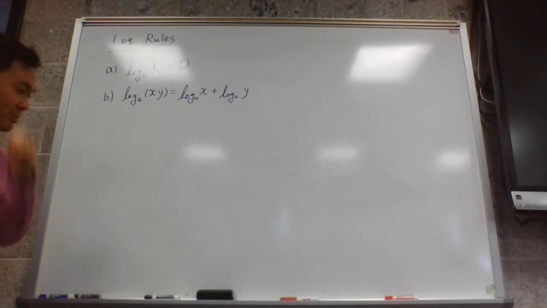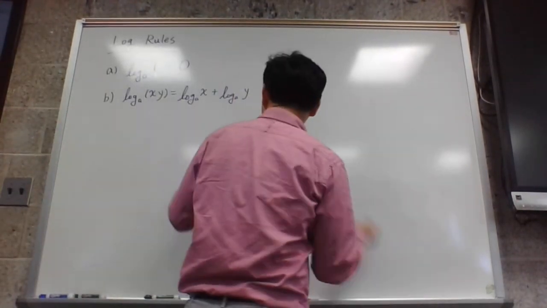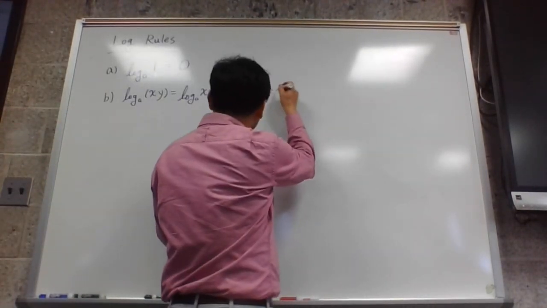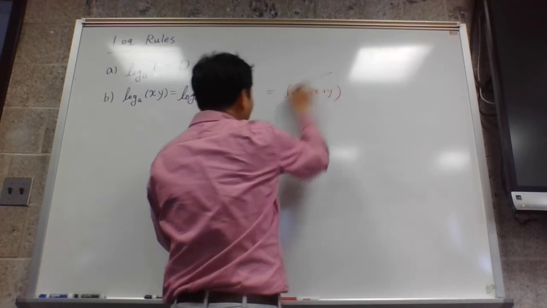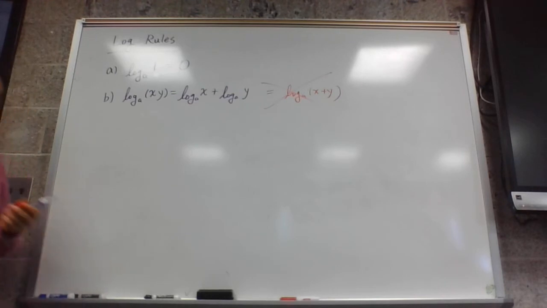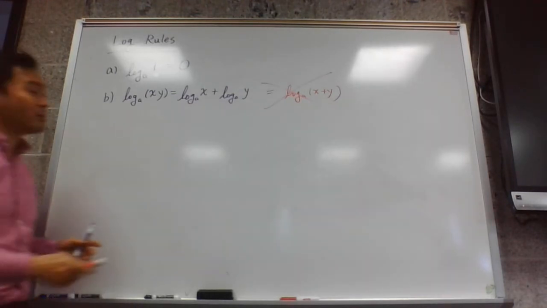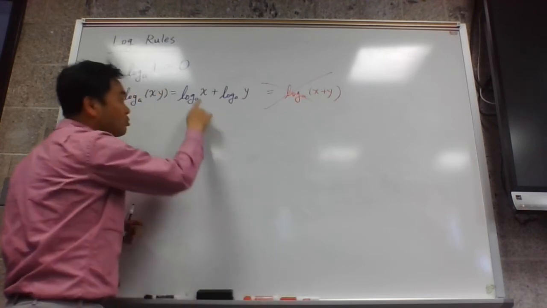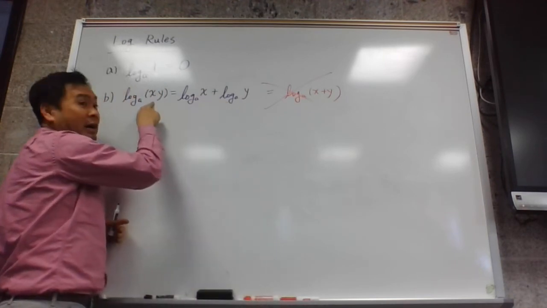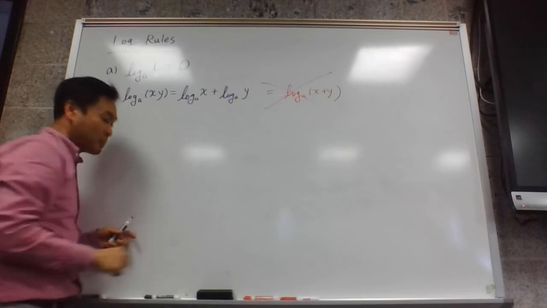See, a common misunderstanding is that people think this is the same thing as log A of x plus y, and that's a no-no. This is not the same thing as that. Okay? You have to be very careful. These cannot be combined like that. When you have two different things, when you combine them, it combines as a multiplication, not an addition, right?